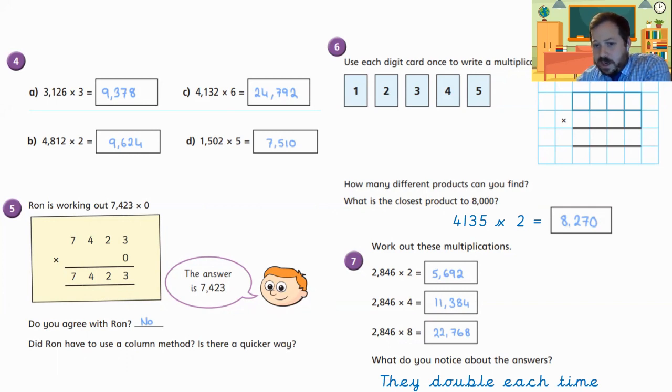Finally, you'll work out the multiplications down the bottom, and what you'll notice is that each time they double. And the reason for that is that 2 here, what we're timesing the top one by, times by 2 is 4. And 4 times by 2 is 8. So it makes perfect sense that they would be doubled each time.